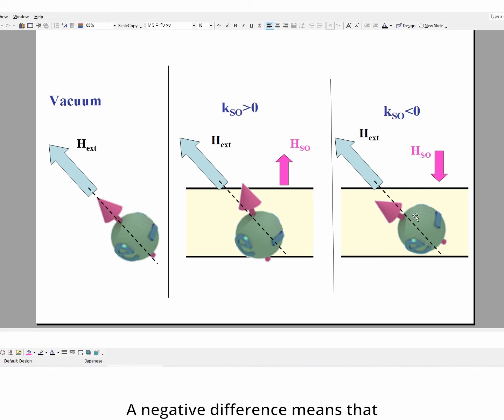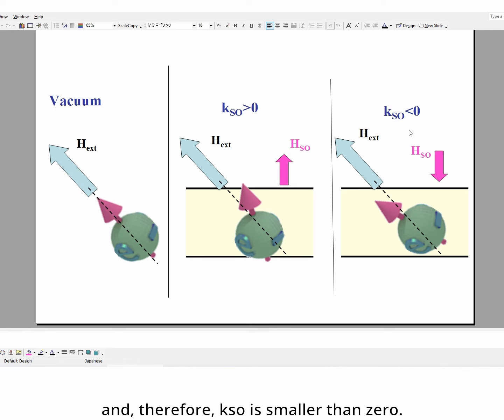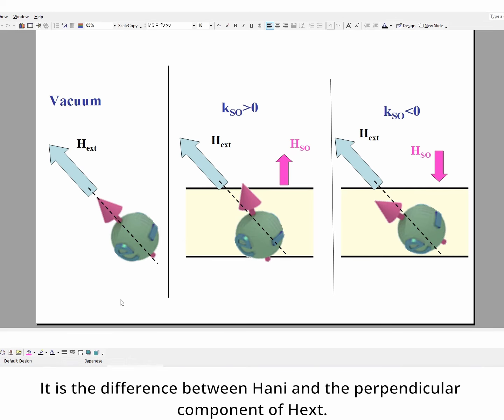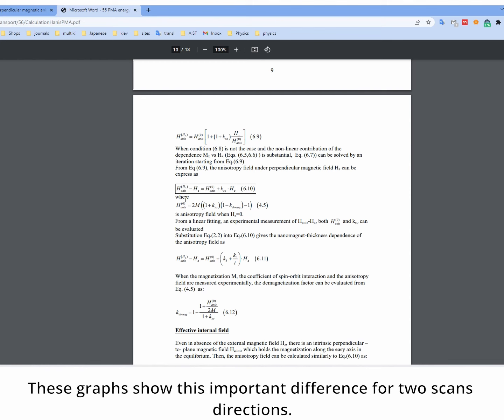A negative difference means the spin is tilted from the external field in the opposite direction towards the in-plane direction, and therefore the coefficient of spin-orbit interaction is smaller than 0. It means that for analyzing the anisotropic field, another parameter is more important and more revealing. It is the difference between the anisotropic field and the perpendicular component of the external magnetic field.